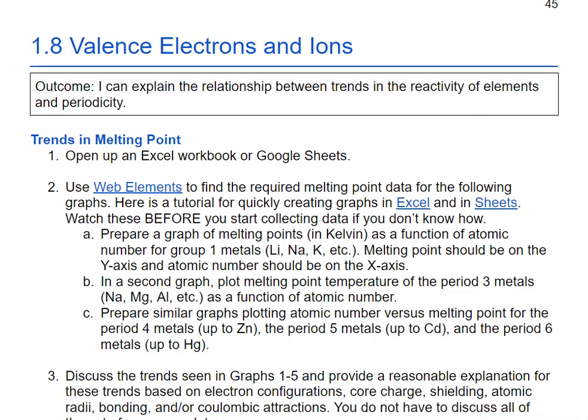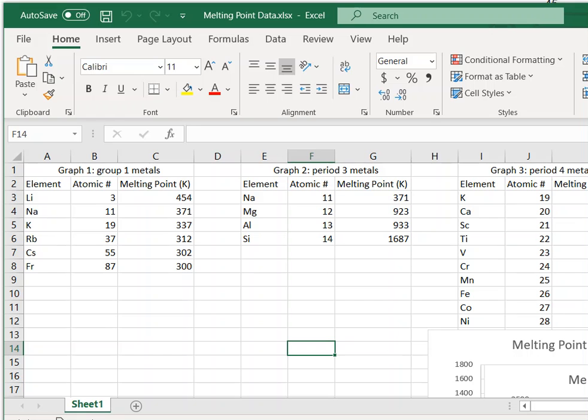1.8 is valence electrons and ions, and the outcome is I can explain the relationship between trends in the reactivity of elements and periodicity. So what I want you to do first is to generate several graphs here. This is going to show the atomic number versus the melting points. So let's look at how to make one of these graphs.